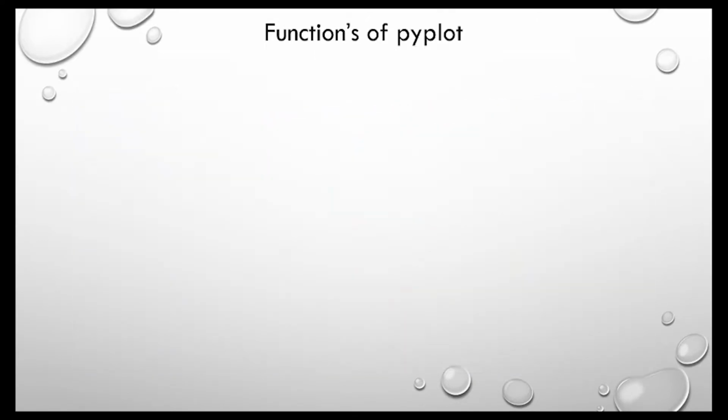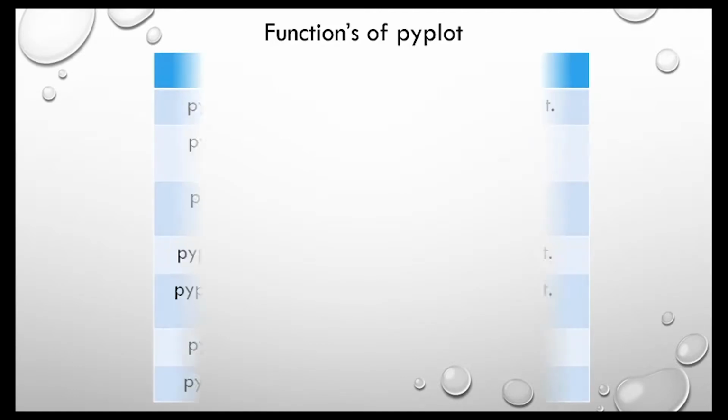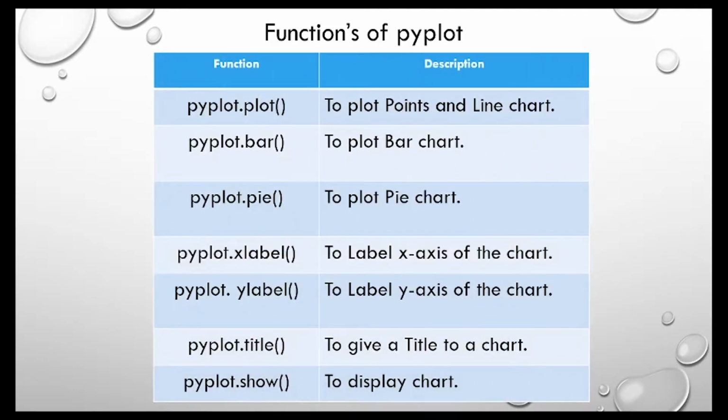Before starting the practical session, let us now see which functions of the PyPlot module we need to learn to plot line chart, bar chart and pie chart. Here is the complete list of these functions. The first function is pyplot.plot, which is used to plot the points and line chart, pyplot.bar to plot bar chart, pyplot.pie to plot pie chart, pyplot.xlabel to label the x-axis of the chart, pyplot.ylabel to label the y-axis of the chart, pyplot.title to give the title of a chart, and pyplot.show to display the chart.